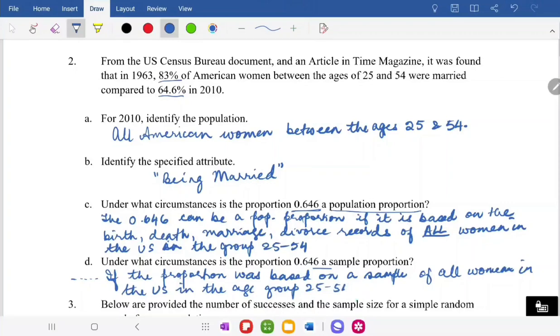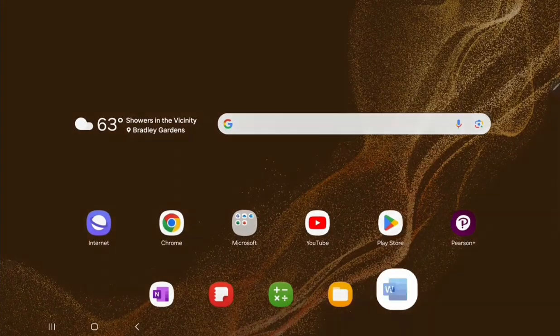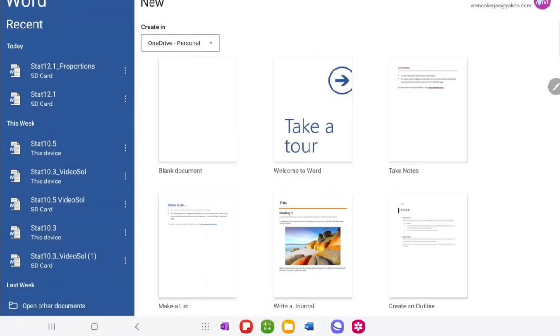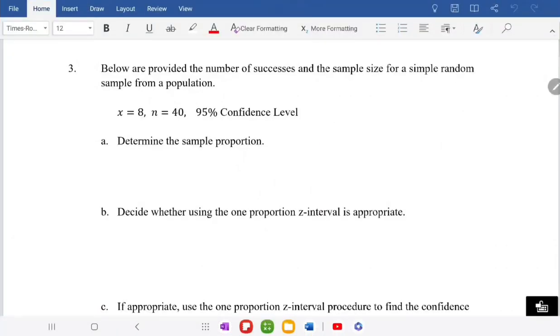This question does not ask us to find the confidence interval or any such thing. Let's work on this question here, which is number 3 of the first worksheet in chapter 12. This is a straightforward problem. It's not application based. They've given us the values of X and N, and they're asking us to find the 95% confidence level. It says here, below are provided the number of successes and the sample size for a simple random sample from a population. X equals 8, N equals 40, and 95% confidence level is what we need to find.